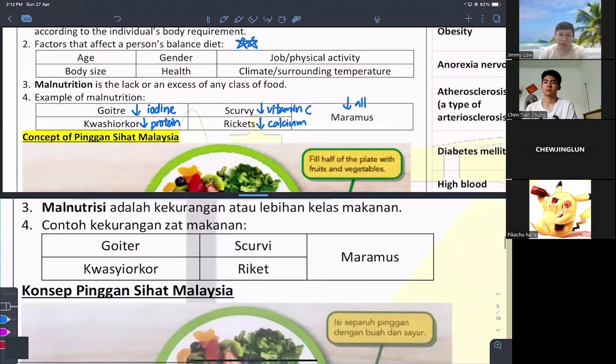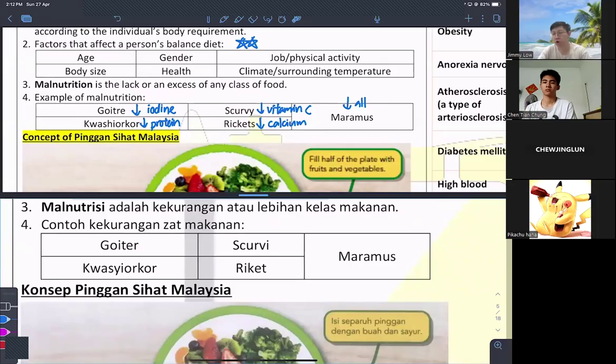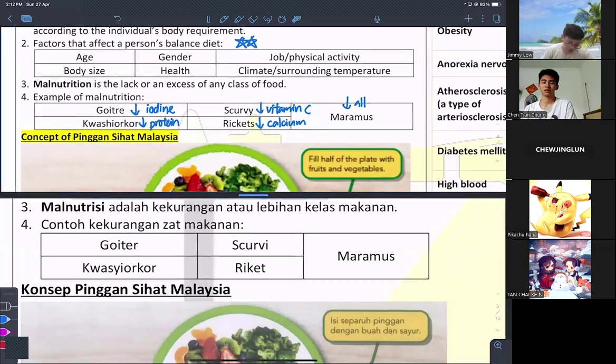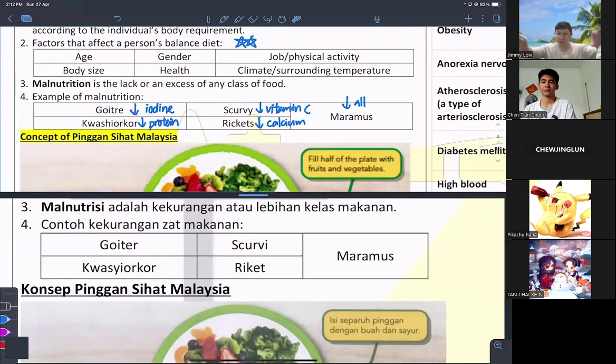For your information, goiter means you have a big swollen thing on your neck, so that is why it's called goiter. Kwashiorkor, you see a kid, the hand and the leg are so skinny, but the kid has a tummy. That is so-called kwashiorkor because of lacking protein. Talking about scurvy, your gum is bleeding. When your tooth gum is bleeding, it is because of lacking vitamin C.